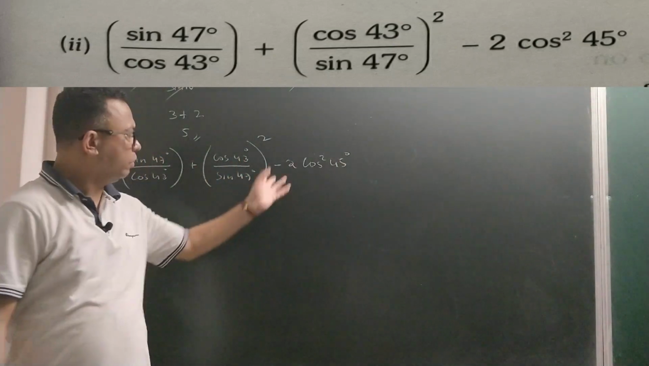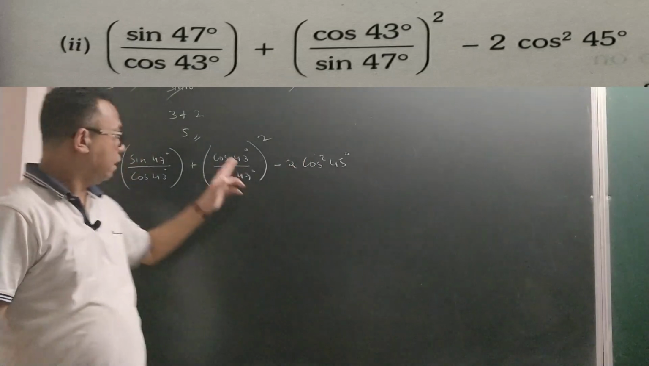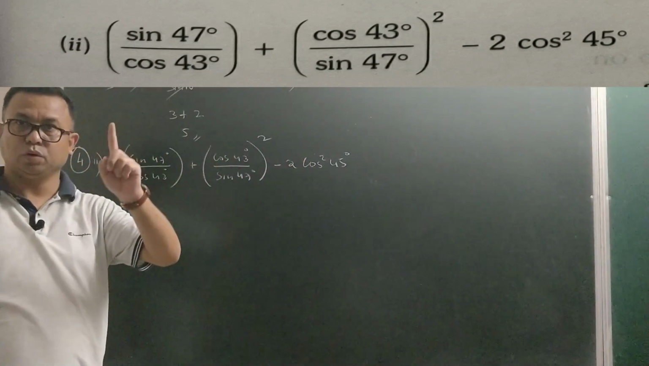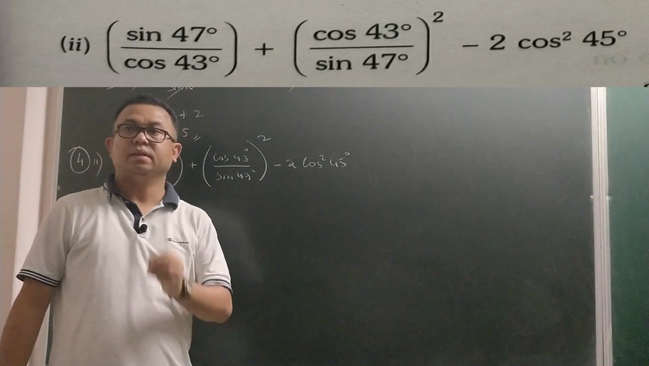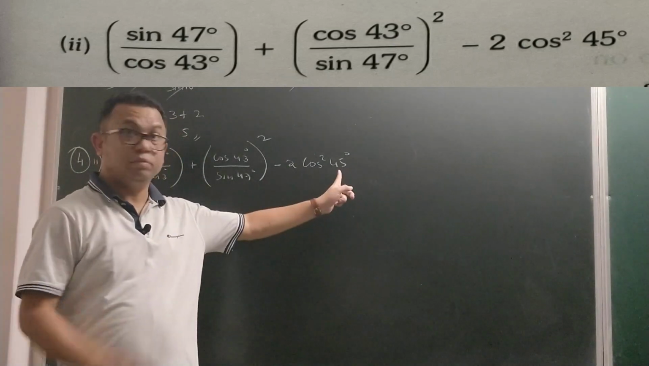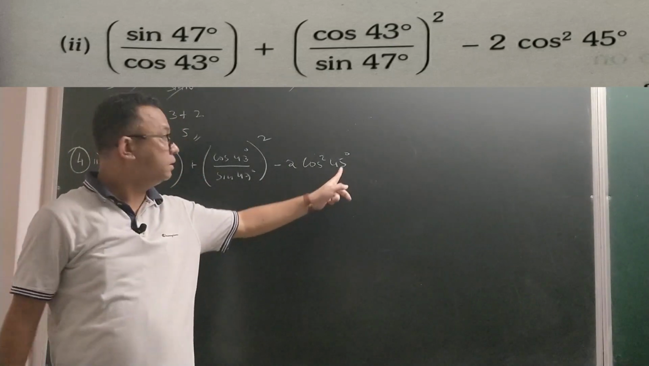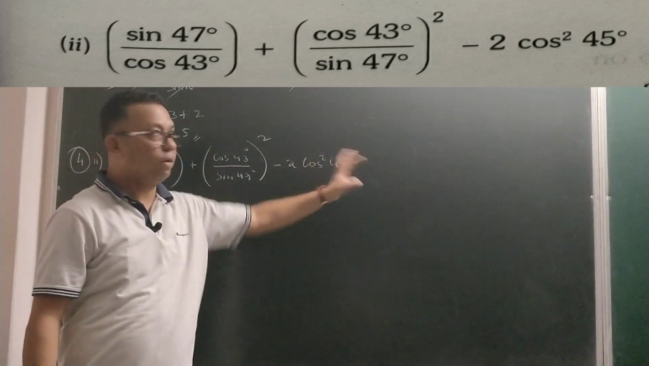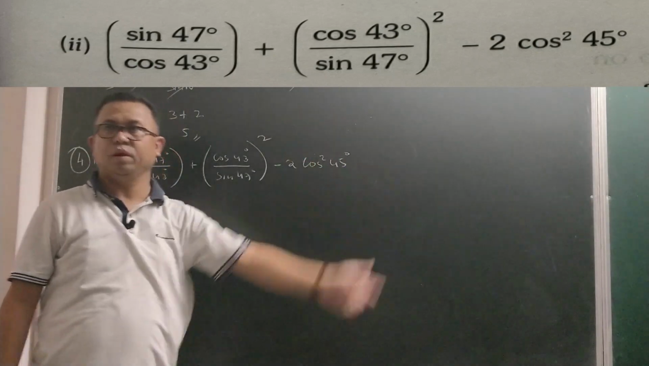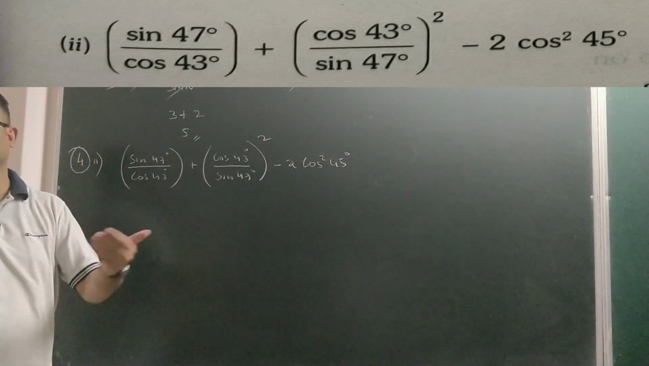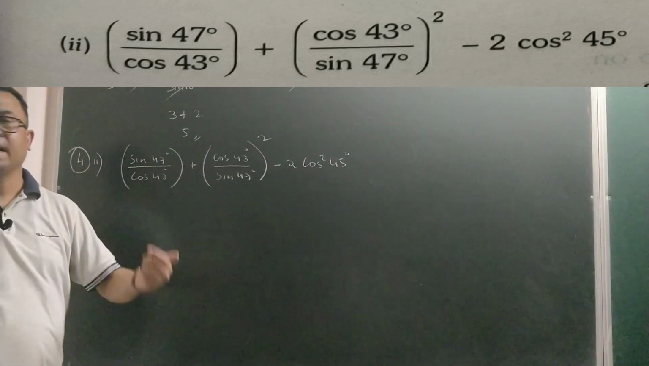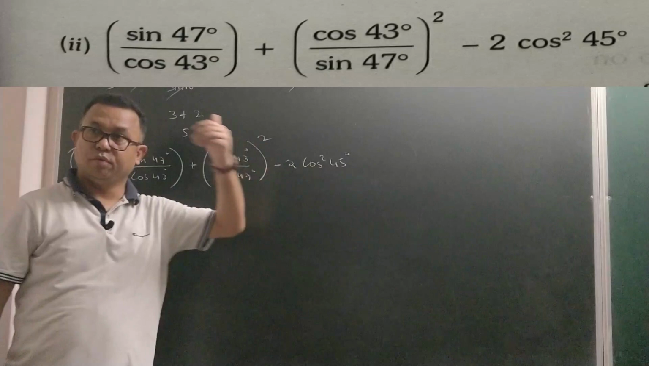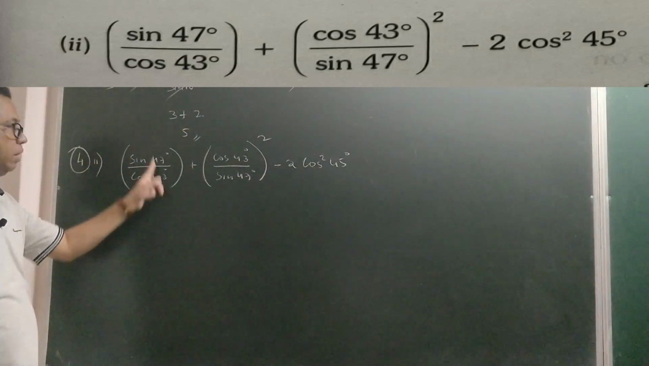45 is not complementary. Now 45 must have a pair, like how we got here complementary, but you should understand that 45 is a standard angle. So from the table that you have learned in the last class, you have to write the value of cos 45. So don't look for a pair of 45, because whenever you have a 30 or a 60 or a 45 or any other standard angle, you can directly put the value from the table.